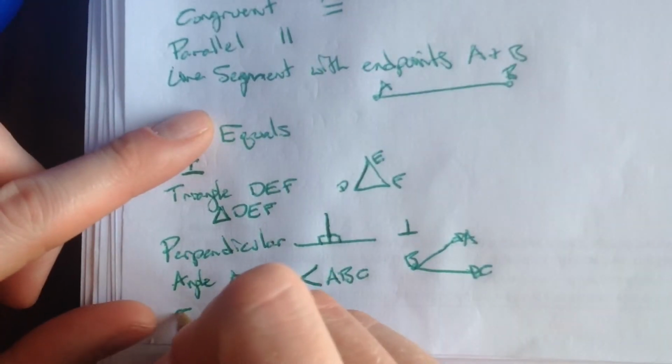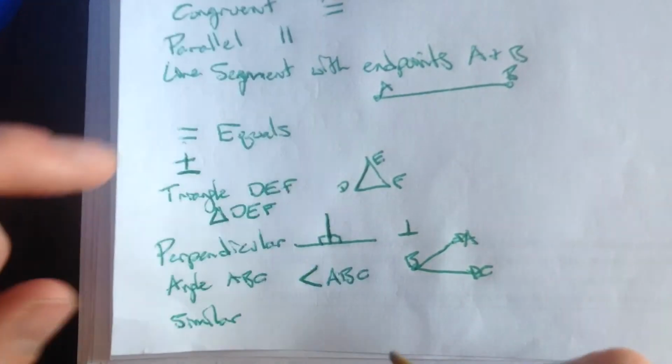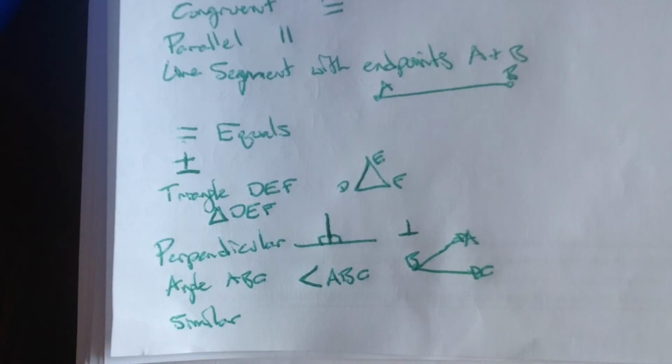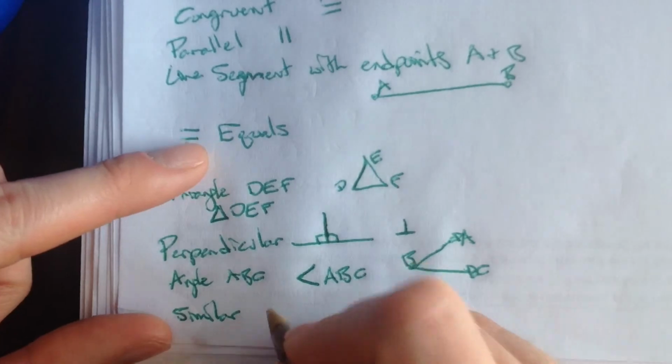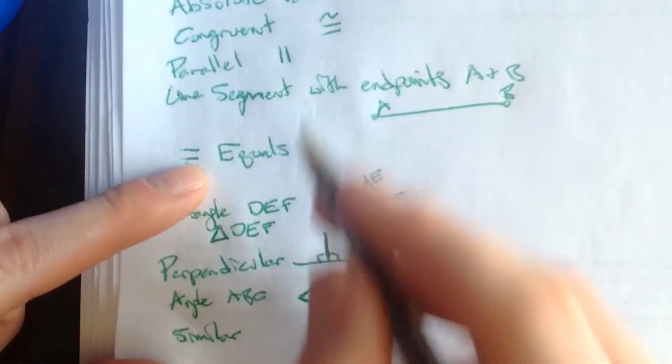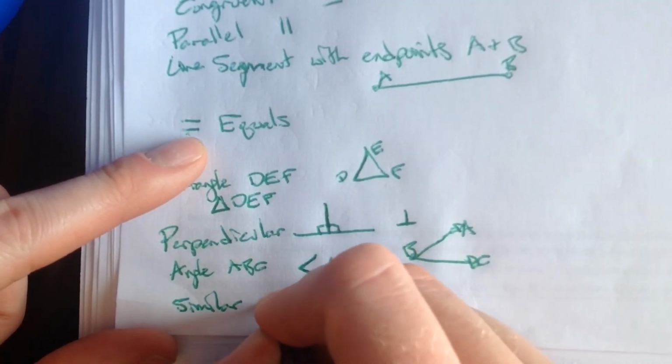If two things are similar, this means not equal but can form proportions, so triangles would be proportional if they're similar. It's kind of like the same symbol as congruent, but without the equals part, so we just put a squiggly.